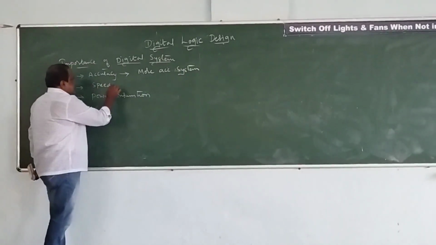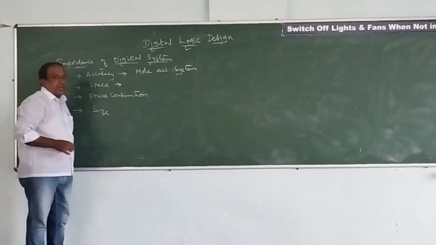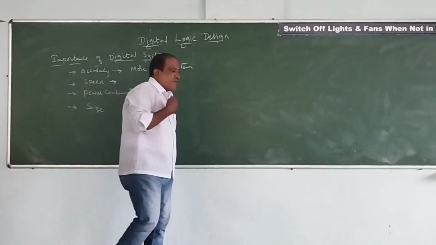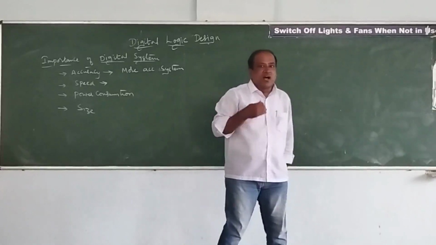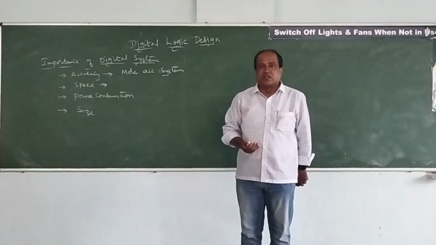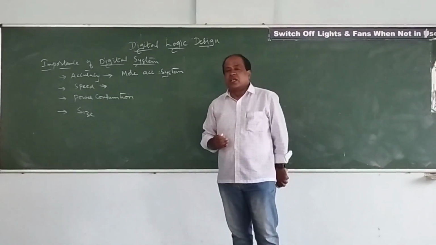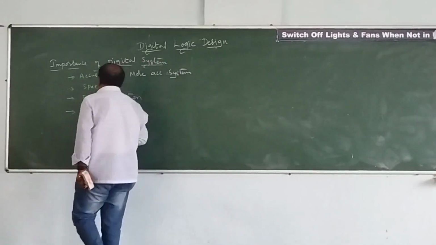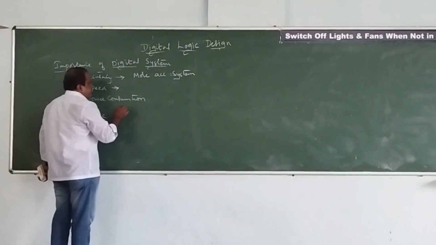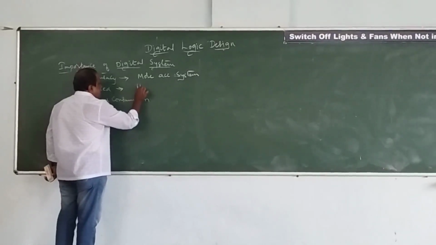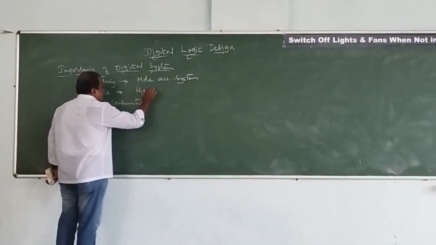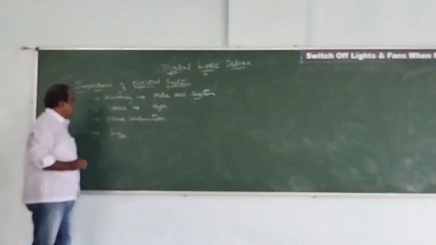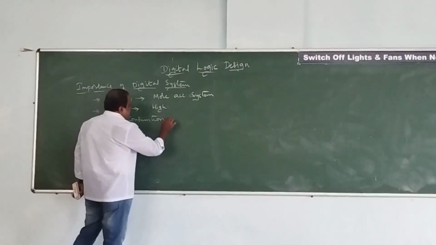And the next one is the speed. Speed is nothing but the response of the system: how fast it can read the value, how fast it can perform the operation. That depends upon the characteristic called speed. The speed of all digital systems is very high, so high-speed digital systems are there in our digital logic design. Right? And the next one is power consumption.